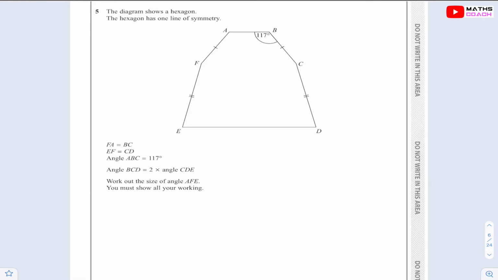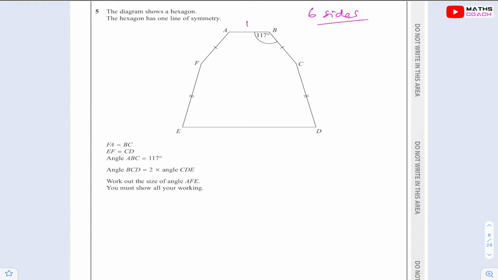All right, so question number 5. This diagram shows a hexagon. A hexagon, as you know, has 6 sides, so you might want to make a note of that. So 6 sides, and it has 1 line of symmetry, and we could draw that in actually.